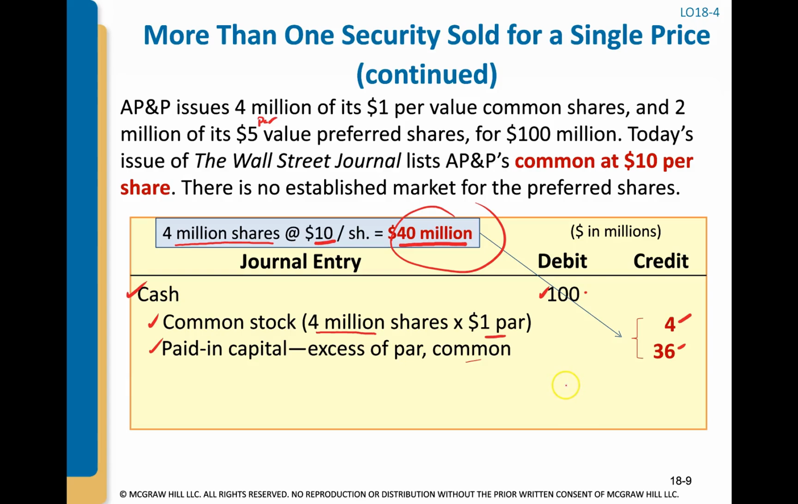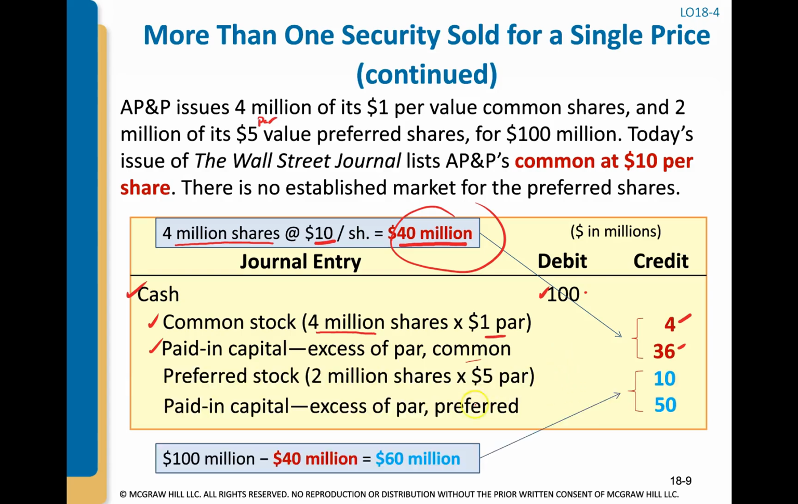is going to be allocated to the preferred stock. And the way we're going to do that is we're going to credit preferred stock. The number of shares of preferred stock that was sold was 2 million. We're told it's a $5 par value, so we're going to credit the preferred stock account for $10 million, and then the rest, the remaining portion of the 60, right, the $50 million that's left, is going to go to paid in capital in excess of par preferred for $50 million. So that's how we allocate that entry.